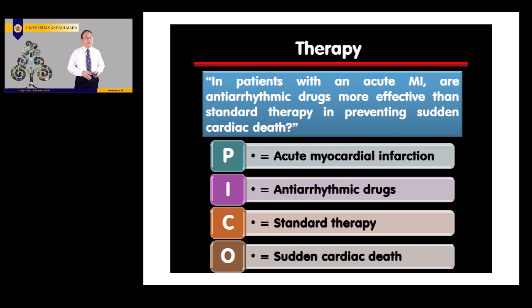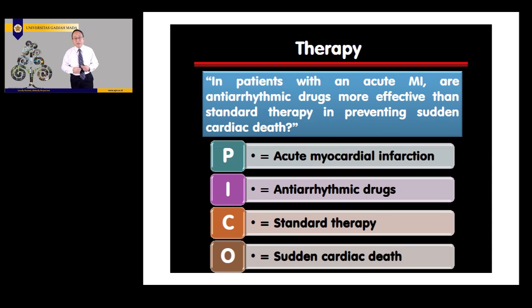An example of this is: in patients with acute myocardial infarction, are antiarrhythmic drugs more effective than standard therapy in preventing sudden cardiac death? This statement can be divided into 4 parts. P is, for instance, patients with acute myocardial infarction. I means antiarrhythmic drug, which is the intervention that you would like to use for your patients. And C, there should be a comparison. Why do you propose using antiarrhythmic drugs? Then there should be a comparison, for instance standard therapy. And then O means sudden cardiac death, which is the outcome.